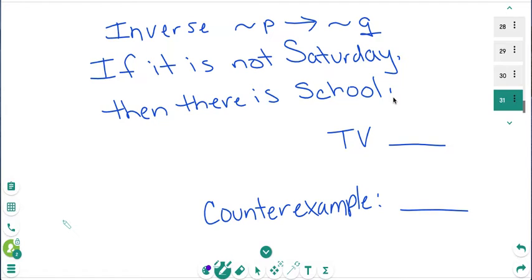The truth value for this is false because what if it were Sunday? Could it be, if not Sunday, then there is school? So because Saturday isn't always true, Sunday could also be true, this truth value is going to be false. And the counterexample would be, we could say Sunday. If it's not Sunday, then there is school.